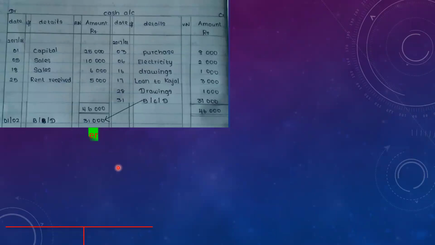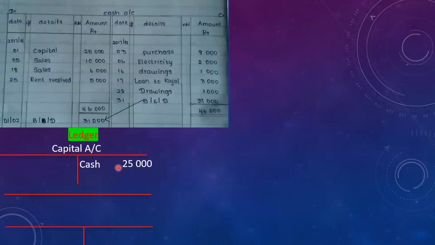Capital account. Credit 25,000 cash. Check your answers. Sales account. Credit 10,000 cash. Again, sales account. Credit 6,000 cash. There are 2 sales.